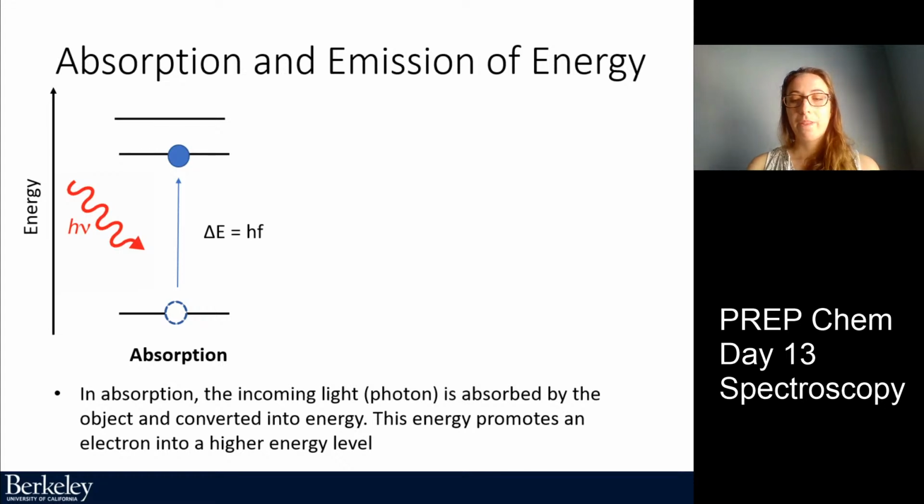Okay. So just to summarize, in absorption, the incoming light or photon is absorbed by your object and then converted into energy. This energy promotes an electron into a higher energy level.